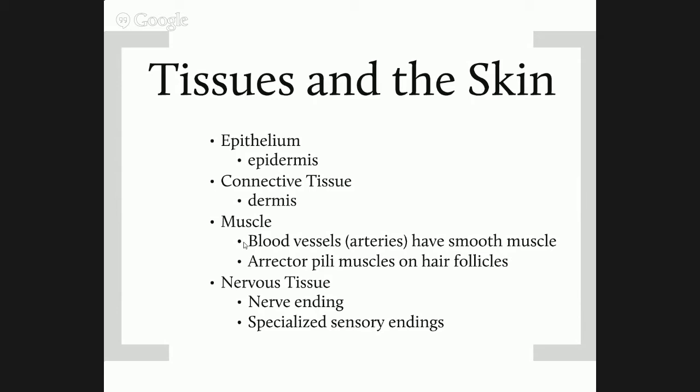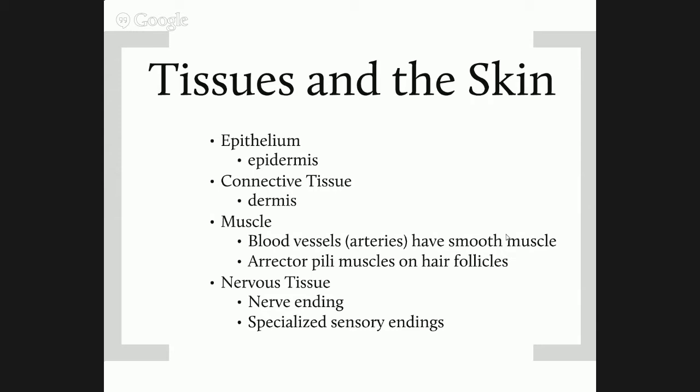So there's blood vessels that are very important for the skin, not just in supplying the skin with nutrients and clearing waste products away, but also in helping to regulate body temperature through the skin. And blood vessels, namely arteries, have smooth muscle in their walls. And that smooth muscle is very important in controlling how much blood is flowing through the skin at any given time.